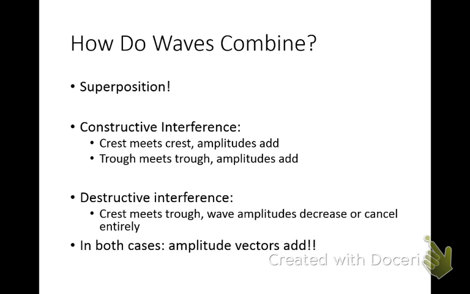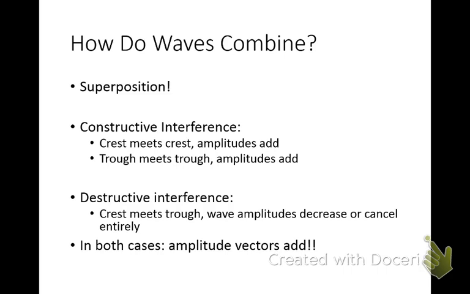You'll need to know as well about superposition. Superposition is just two wave pulses combining when they meet each other. You can get two different types. Constructive interference, that's where a crest meets a crest, or at least an upper bit of the wave meets another upper bit of the wave. Or if the trough meets the trough, amplitudes add together, you get a mega trough.